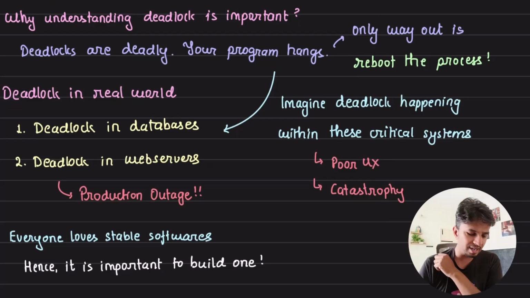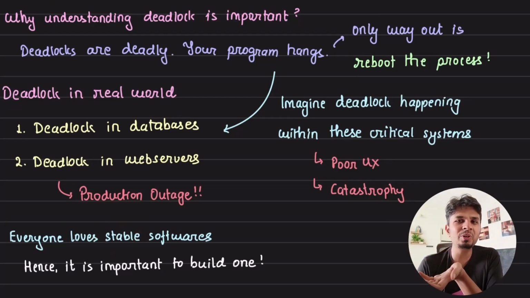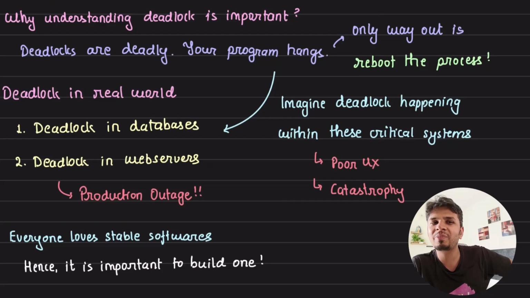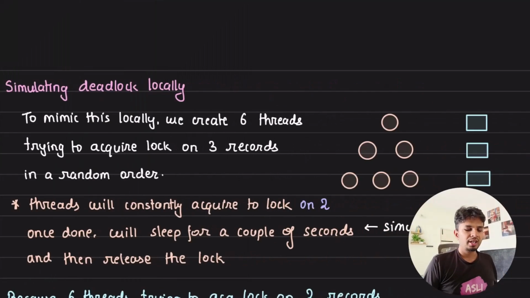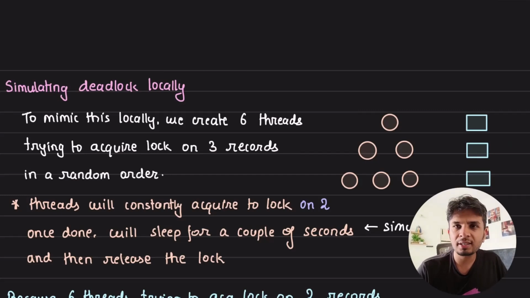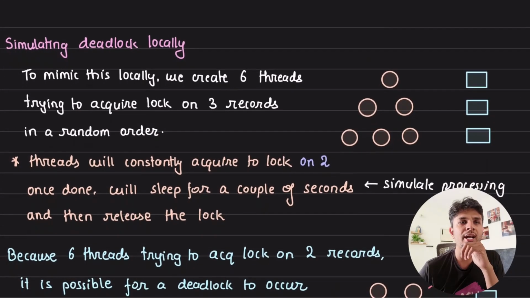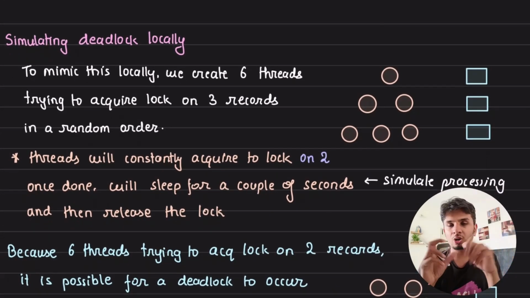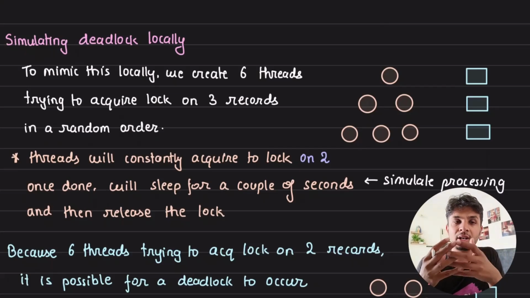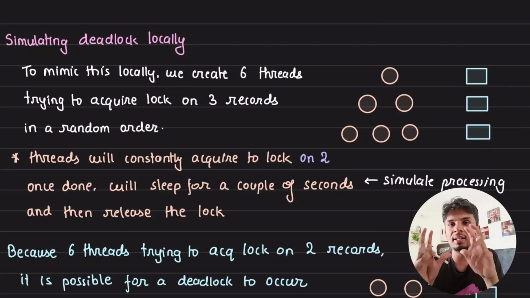Because everyone loves stable software, although boring, no one loves thrill in production. So can we simulate deadlock locally? It should not be difficult, because it just requires threads and you can mimic a lot of stuff there. So what we would do is try to mimic deadlock locally, see what happens when your program enters a deadlock, and then try to fix it. We will try to write deadlock-free code.